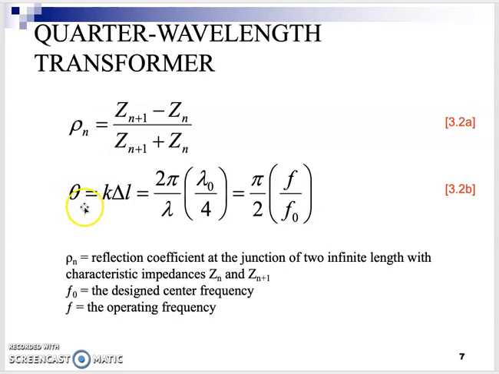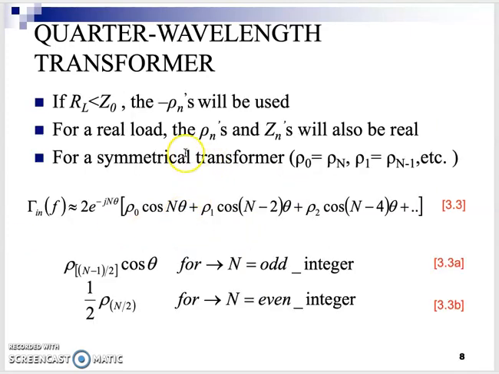And this is where we can find the fractional bandwidth. The other thing is that if you have RL less than Z0, you will have a negative reflection coefficient. So don't forget to use the negative sign there. If you forget the minus sign, you will get a different answer for the load.